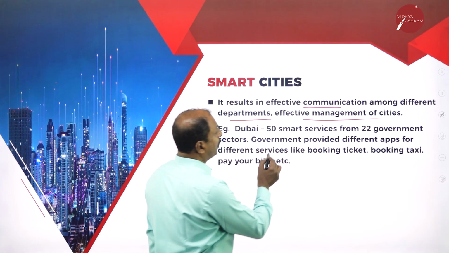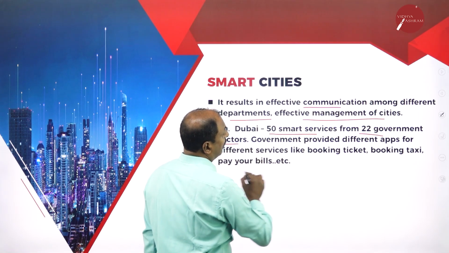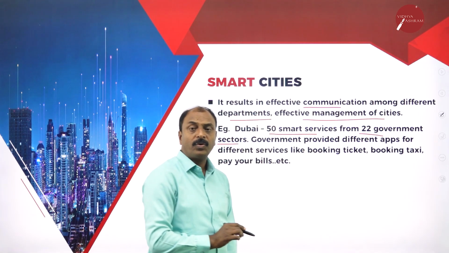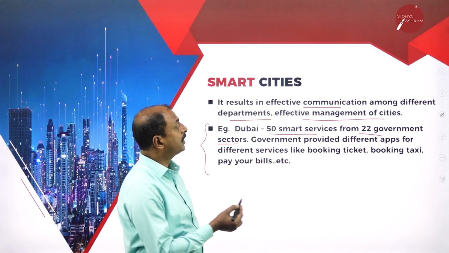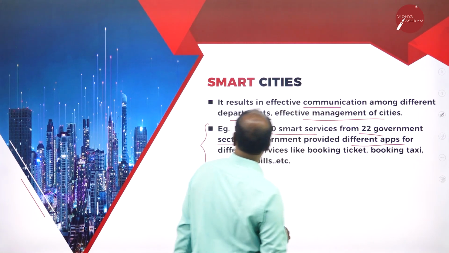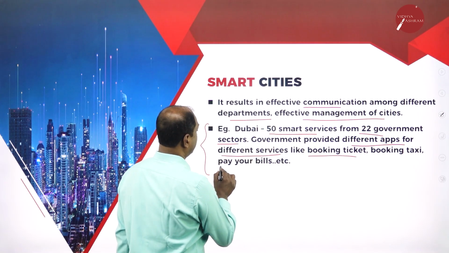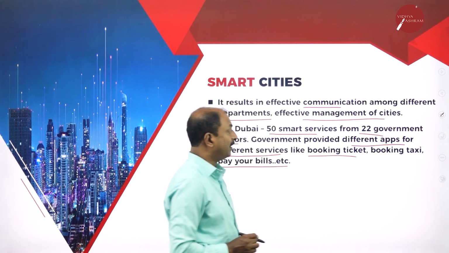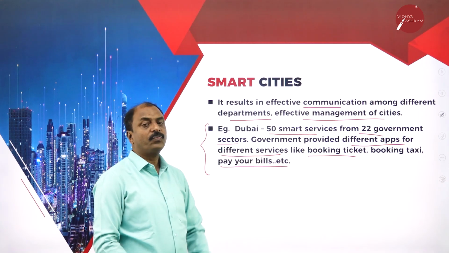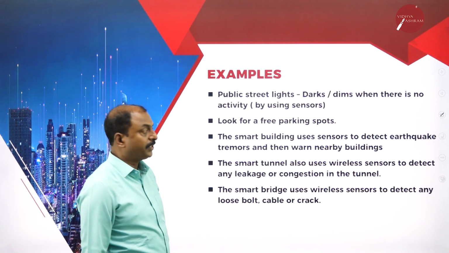There are 50 smart services from 22 government department sectors connected for effective management of the smart city concept. Here they have different apps for different services like booking a ticket, booking a taxi, paying your bill, etc. See, this is one example of smart city technology. Now let us see some other examples.